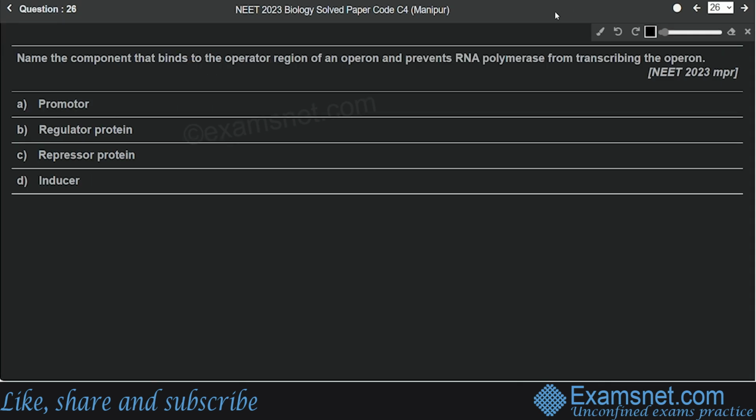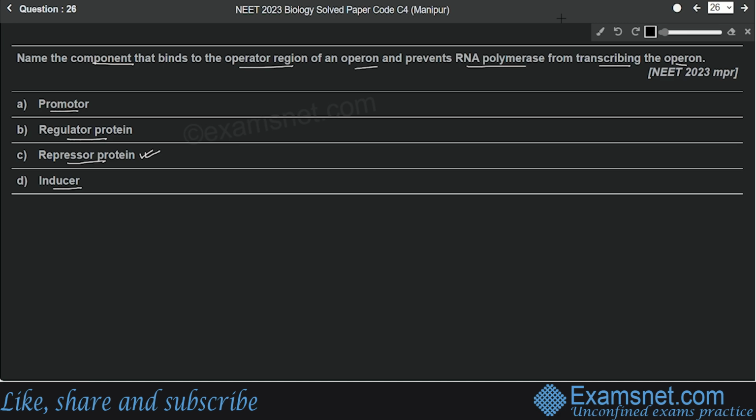Question number 26 is from the chapter Molecular Basis of Inheritance, and the question is name the component that binds to an operator region of an operon and prevents RNA polymerase from transcribing the operon. Options are promoter, regulator protein, repressor protein and inducer. So the correct answer is repressor protein. Okay, what is the function of repressor protein? It blocks the process of transcription.